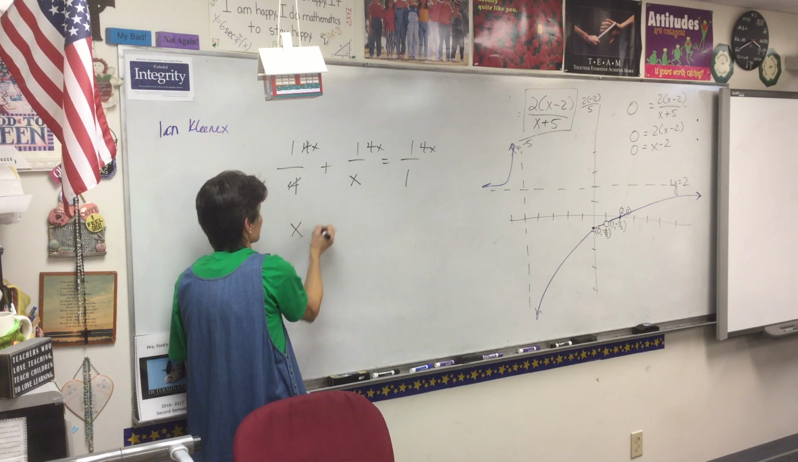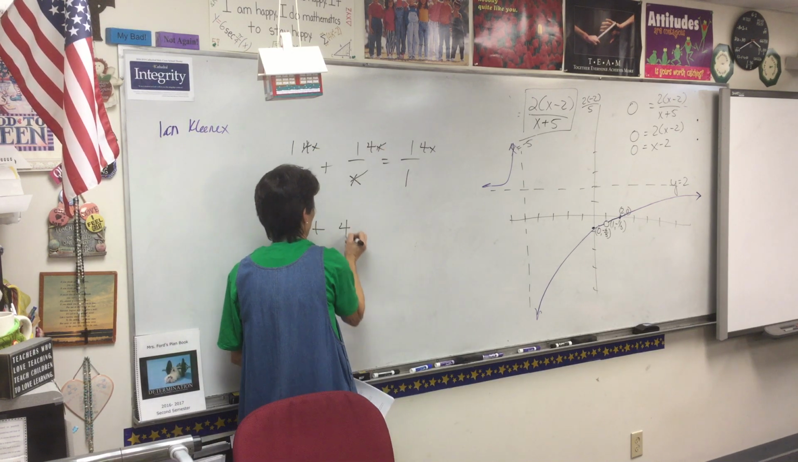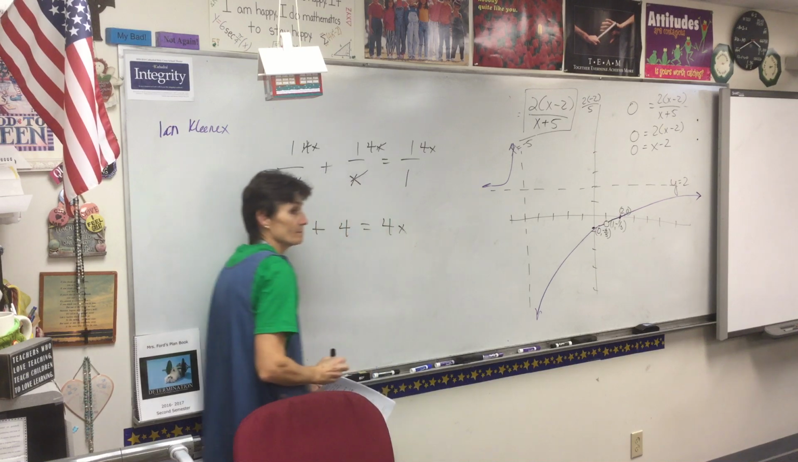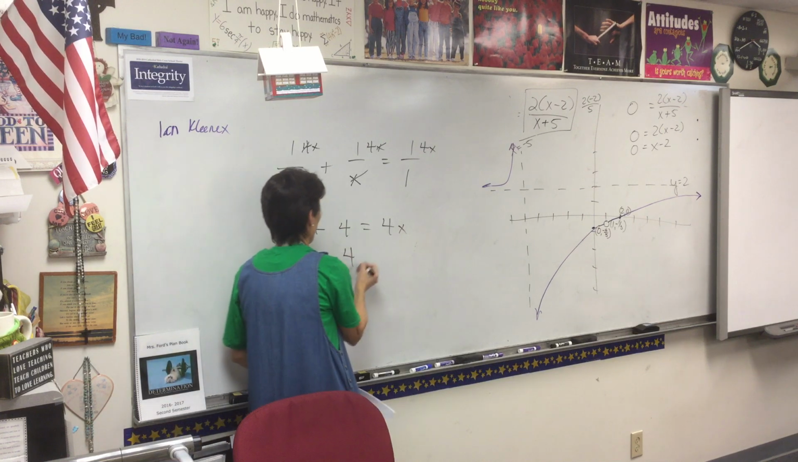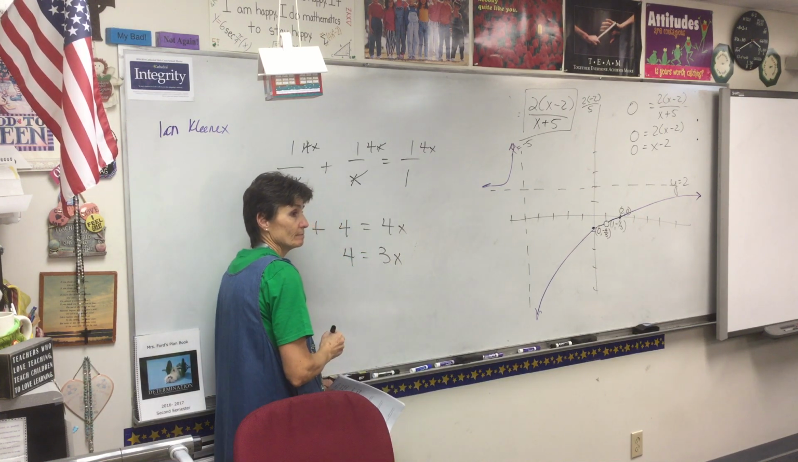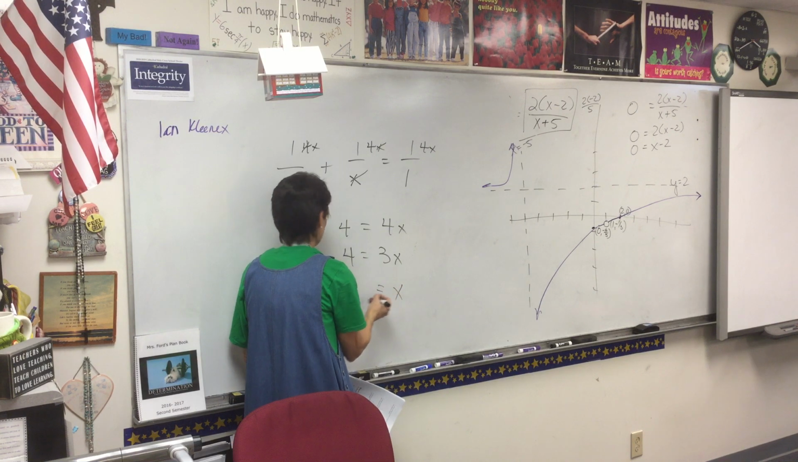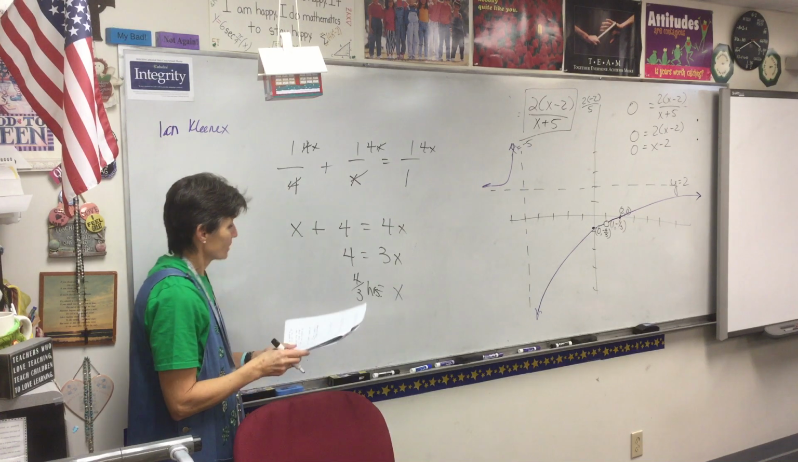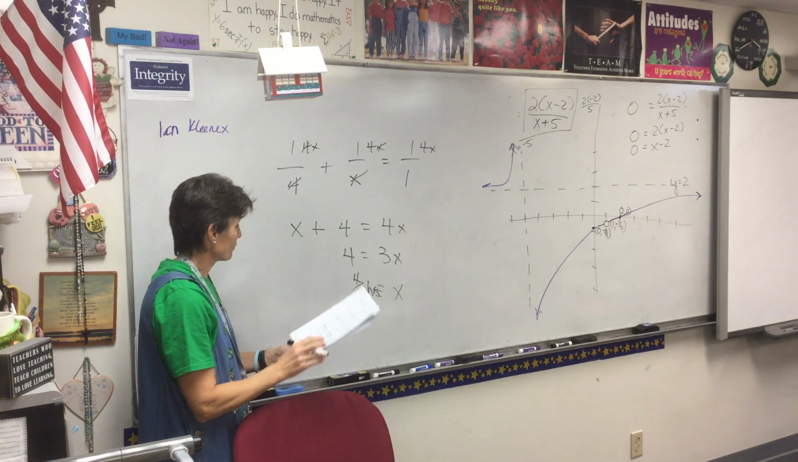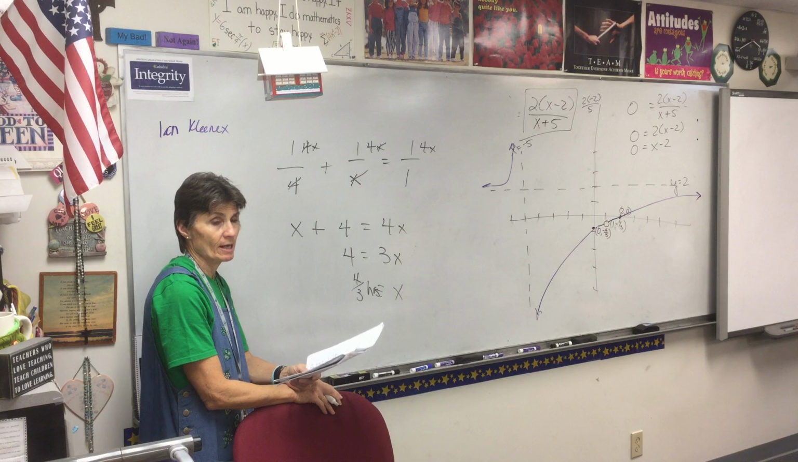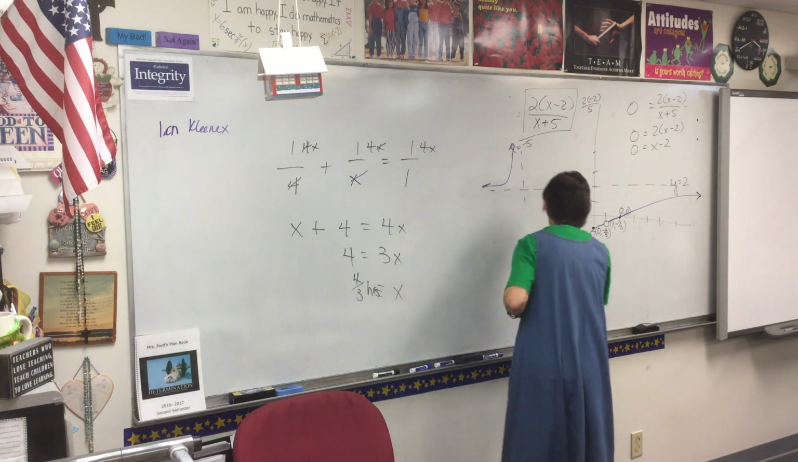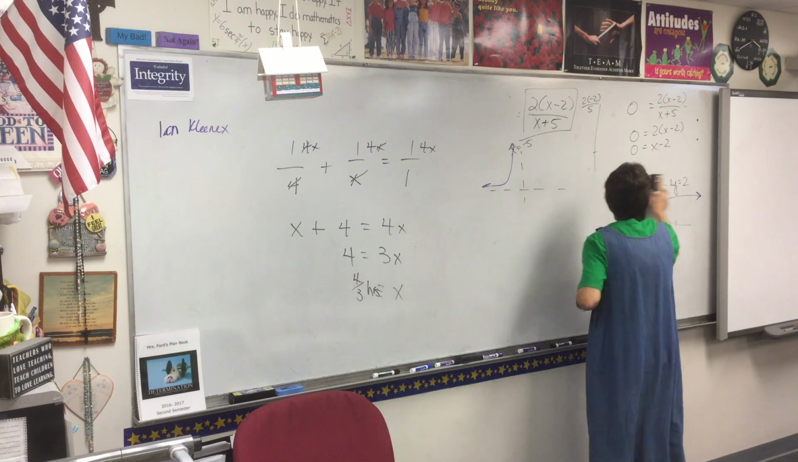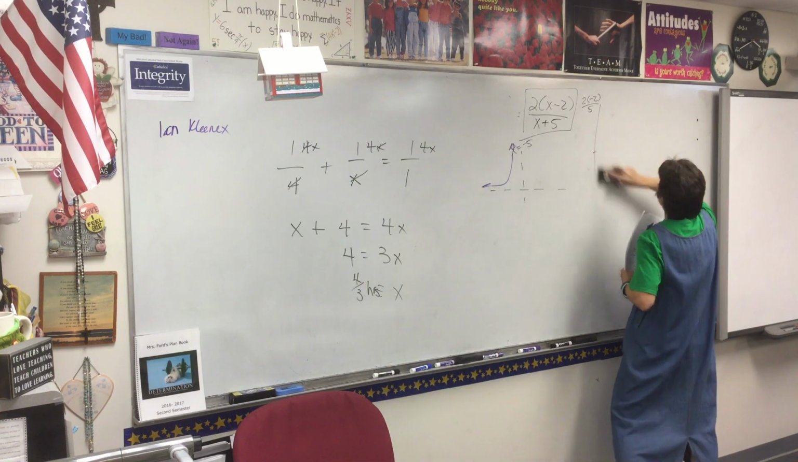So we have x plus 4 equal to 4x. So 4 equals 3x. And x equals 4/3 hours. So it takes Aaron 4/3 hours to do it by herself. And 1 more, and then this part of your homework will be done.